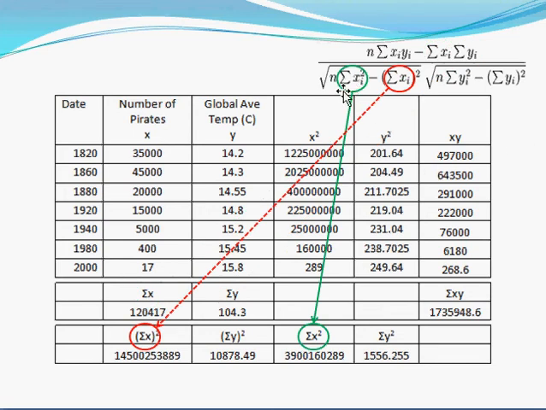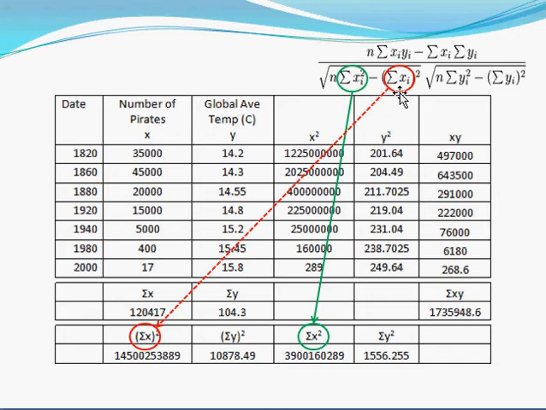As indicated earlier, we also need the sum of x squared. In this particular case, sum of x squared is the sum of 35,000 times 35,000 plus 45,000 times 45,000, so on and so forth, to get all of these numbers. And then we add them all up. That gives us the figure here.